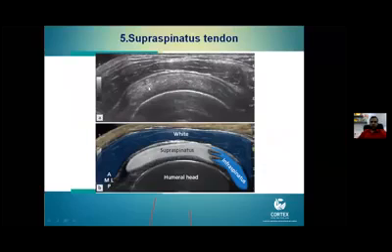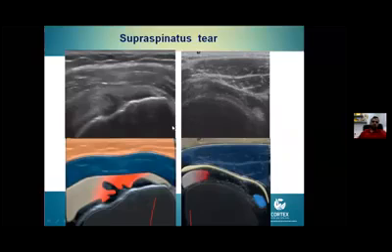So this is again the same picture. This is a cross-sectional view of the supraspinatus. From here onwards, it is actually infraspinatus. You can see it, and here is the conjoined tendon. So see this picture. This is a supraspinatus partial tear. So here, this is what we are looking for. That is a hypoechoic area, but it is not crossing the full thickness of the tendon. So it is only this much part. So this is a partial thickness tear of the supraspinatus.